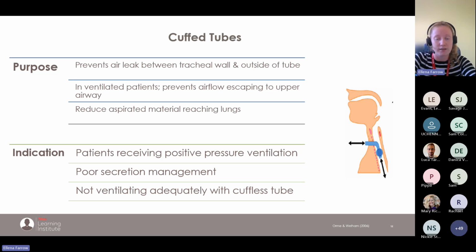And then because of these aspects, your indications are your patients receiving positive pressure ventilation, those with poor secretion management, increased aspiration risk, and patients who are unable to ventilate adequately with a cuffless tube.